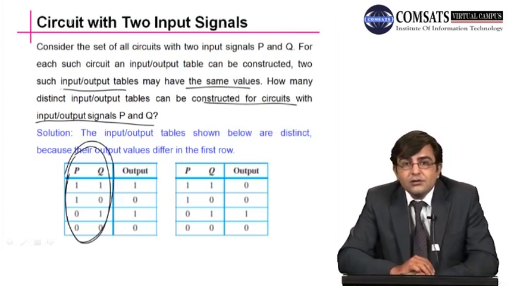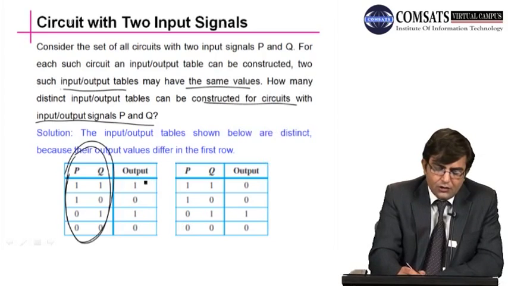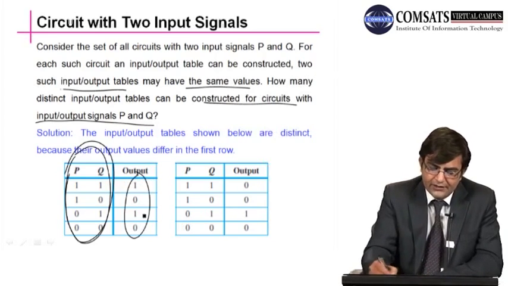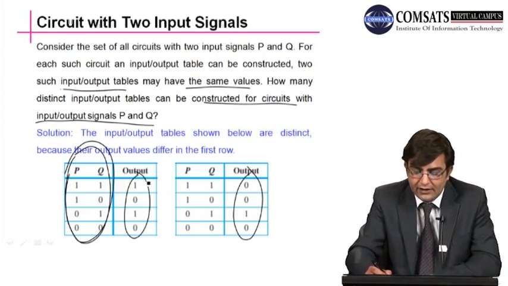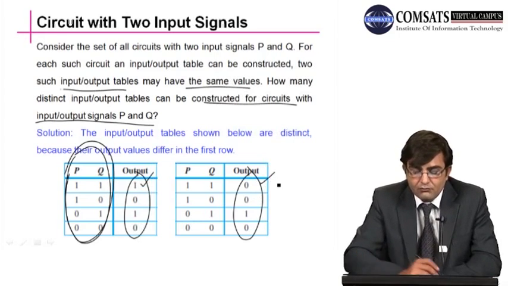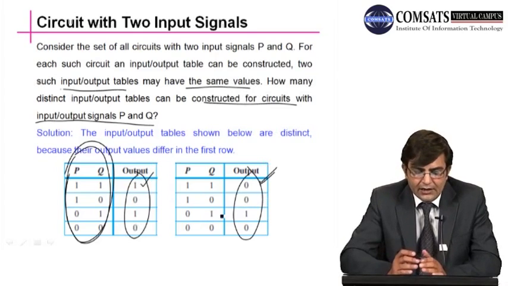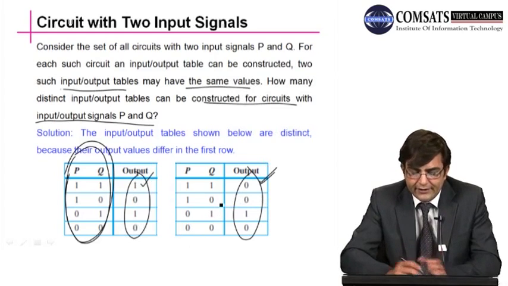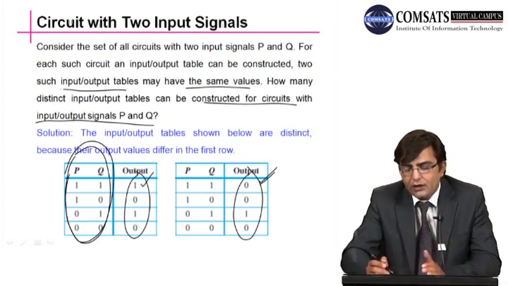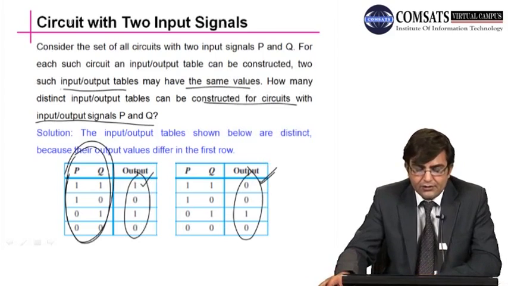These 2 truth tables are different. Why? Because the outputs of this table and this table differ: at the first place here we have 1, here we have 0. So if at least one of the outputs is different in 2 truth tables, then the 2 truth tables are distinct. If all the inputs and outputs are the same, then the truth tables are the same, as we discussed in logic.